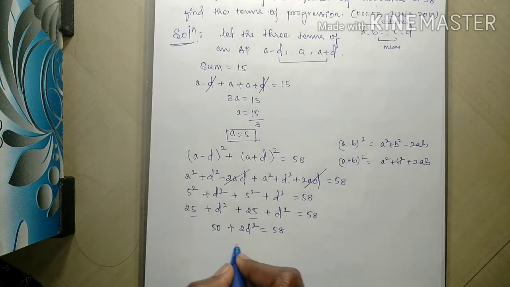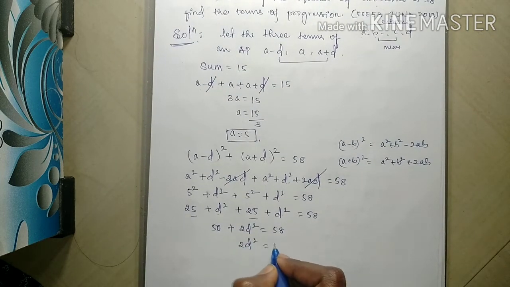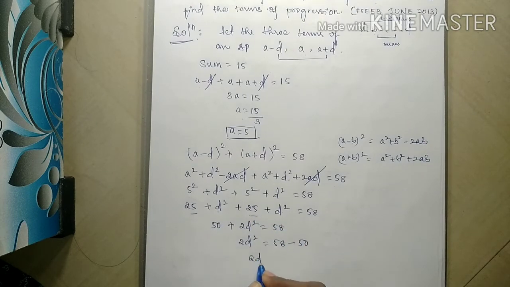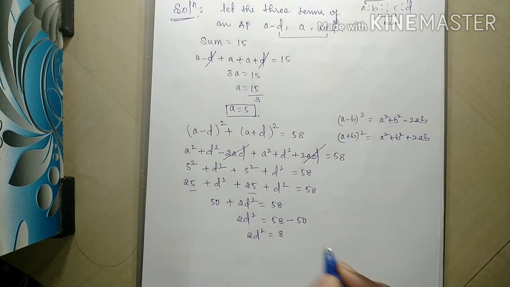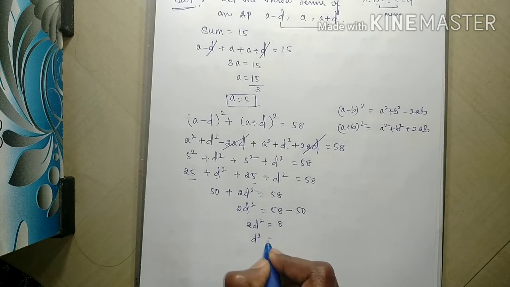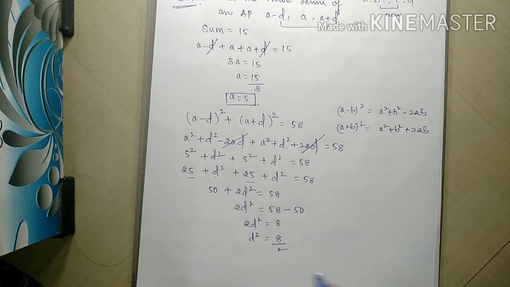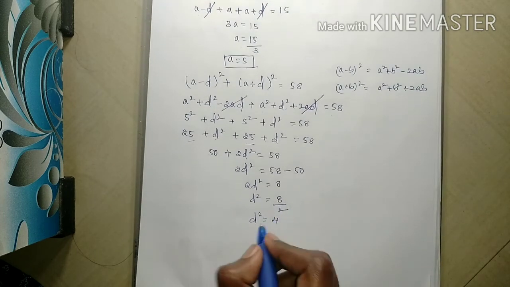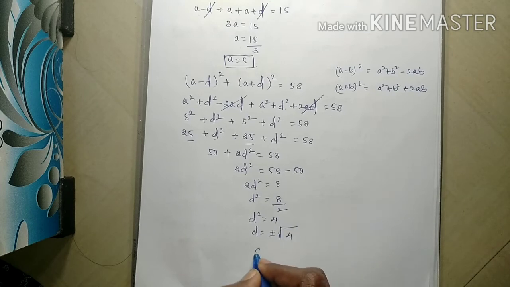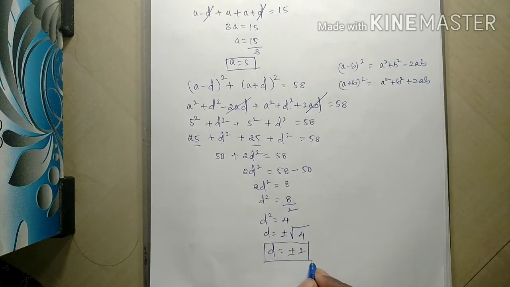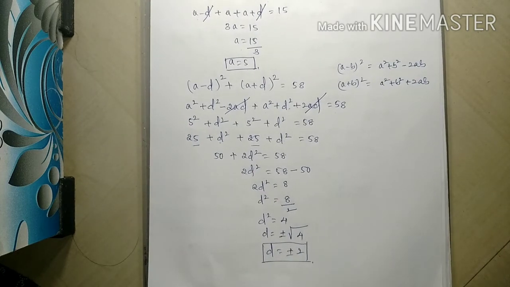Now 2D square is 58 minus 50. So 2D square is equal to 8. So now D square is equal to 8 divided by 2. Now D square is equal to 4. And now D is equal to plus or minus square root of 4. D is equal to plus or minus 2. So now we got the D value also.